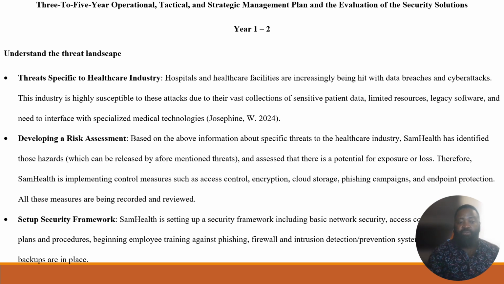The next step would be to set up a security framework. SamHealth is setting up a security framework including basic network security, access control, plans and procedures, beginning employee training against phishing, firewall and intrusion detection prevention systems. Backups are also put in place. That is between the first and second year.